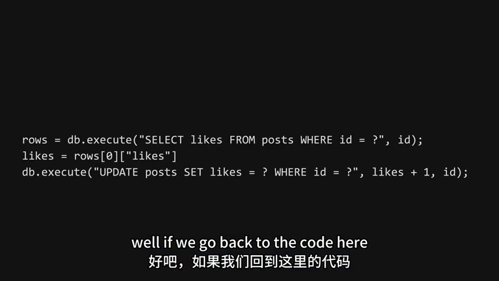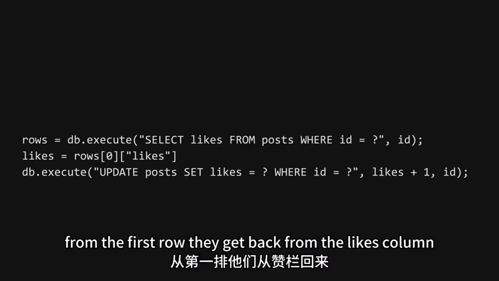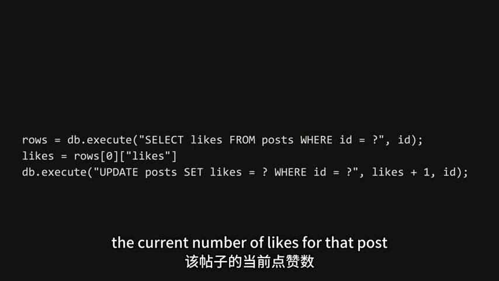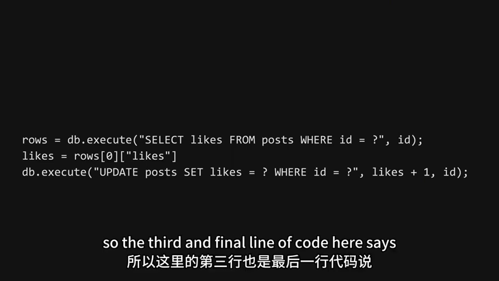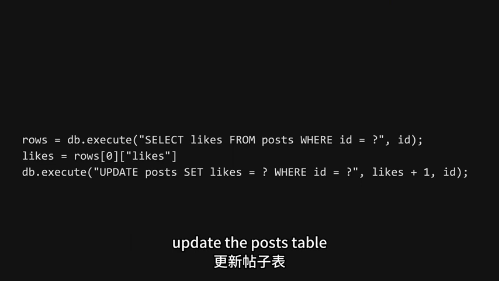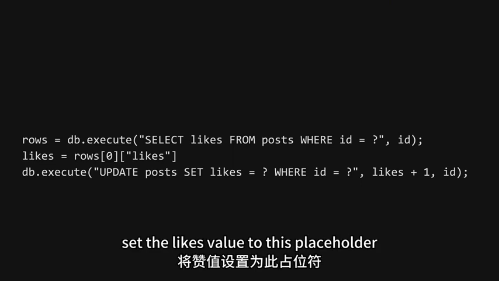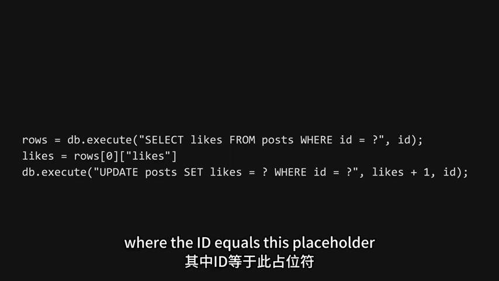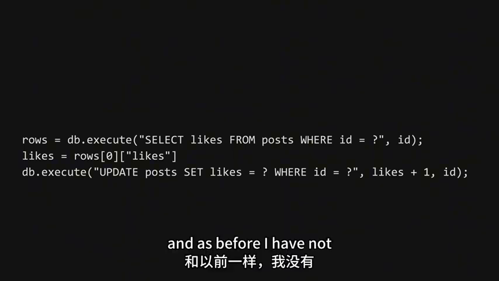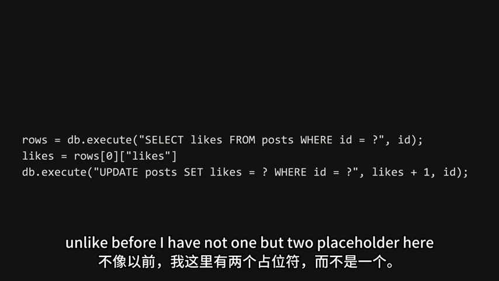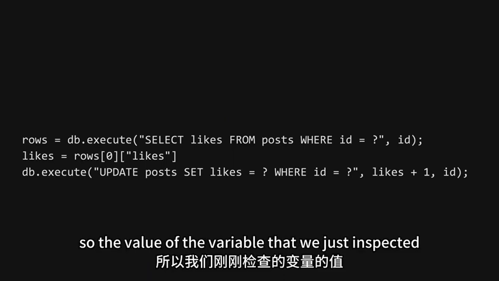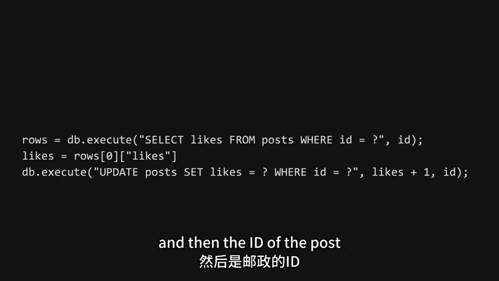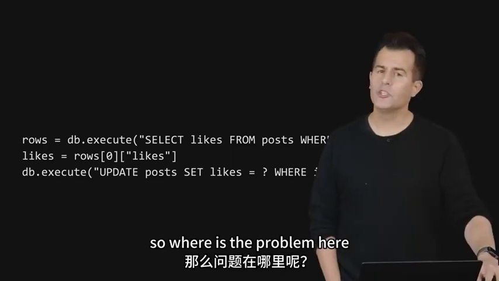Why are they trying to do that? Well, if we go back to the code here, they're then getting from the first row they get back, from the likes column the current number of likes for that post. Why? Because the goal is to increment it simply by 1. So the third and final line of code here says update the posts table, set the likes value to this placeholder, where the ID equals this placeholder. And as before, I have not one but two placeholders here, plugging in likes plus 1, so the value of the variable that we just inspected, and then the ID of the post. So where is the problem here?